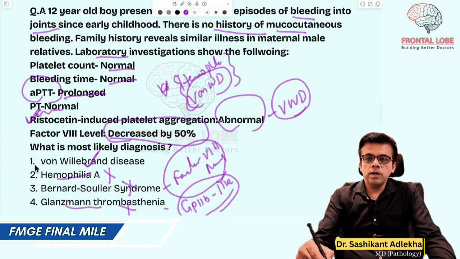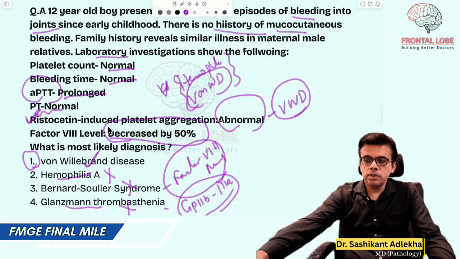So the correct answer here is von Willebrand disease, though there are very close answers: von Willebrand disease and hemophilia, a male patient, joint bleeding. But ristocetin induced platelet aggregation is the one which differentiates them. This is clearly in favor of von Willebrand disease.